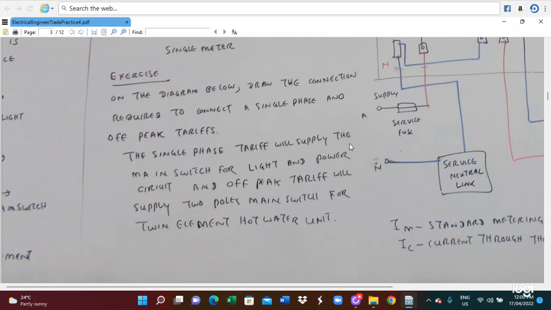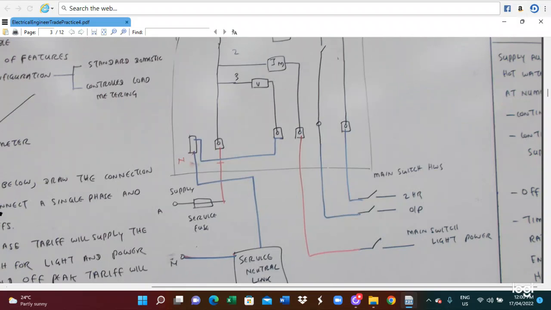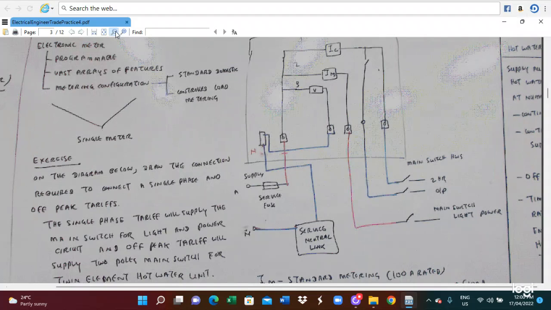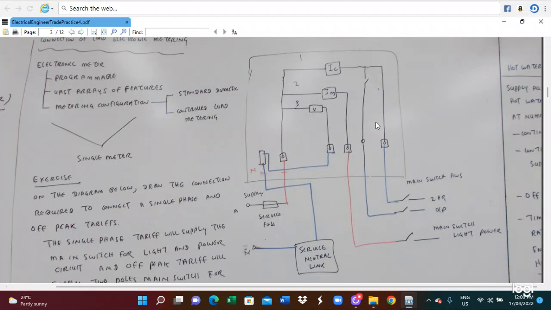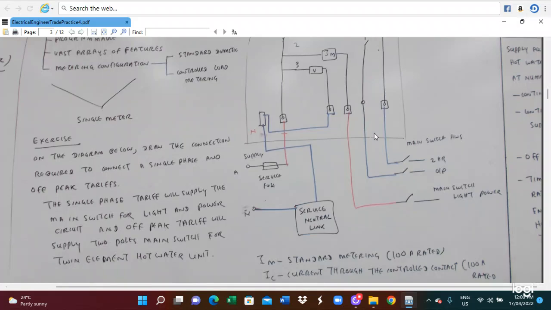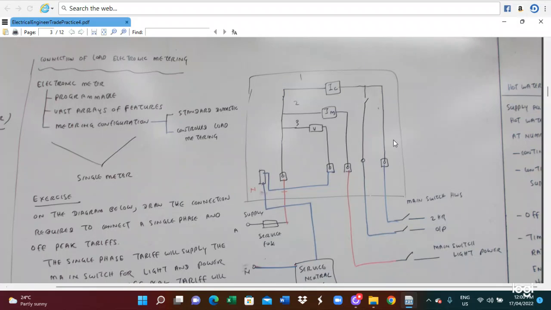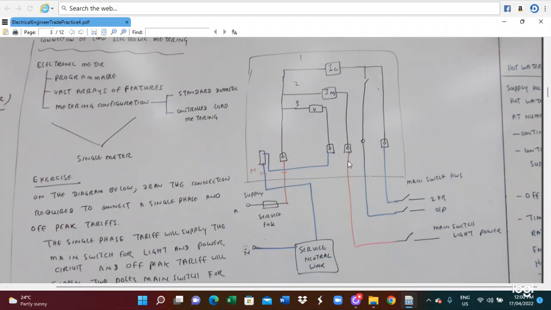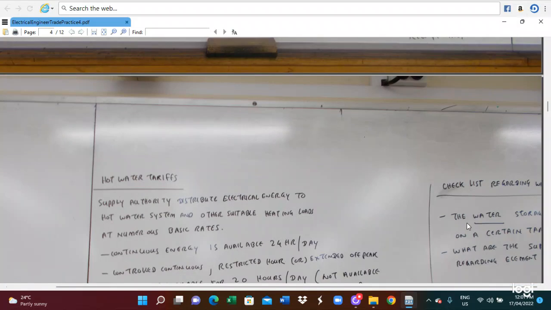For single phase tariffs we supply the main switch for the light and power circuit, and for off-peak tariff we supply the two-pole main switch for the twin element hot water unit. So this is for the connection of the single element. Here is the connection diagram: main switch control, light, power, service fuse, service neutral link. This is the connection of the electronic metering and the connection of the single phase and off-peak tariff system. So this is the connection diagram.